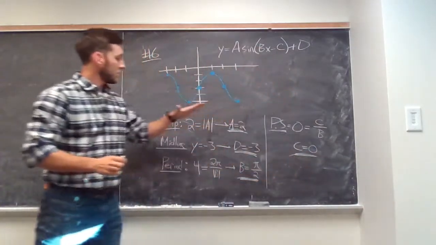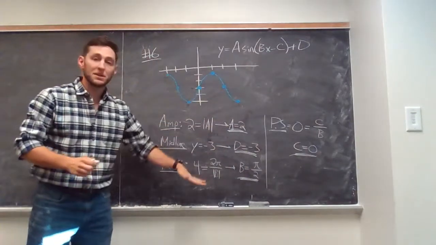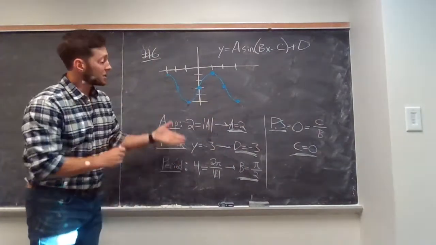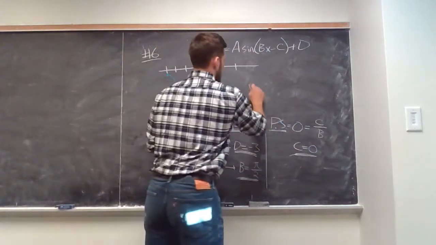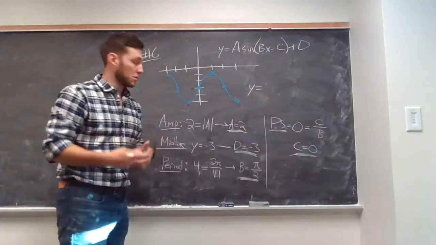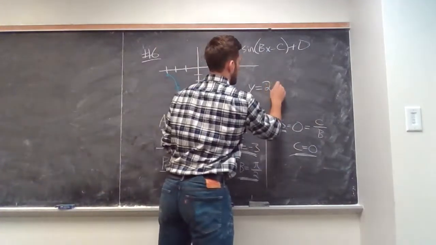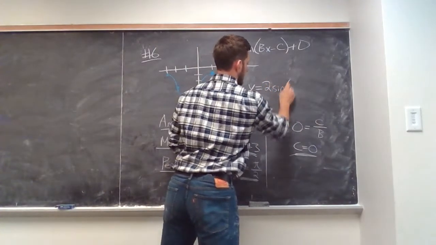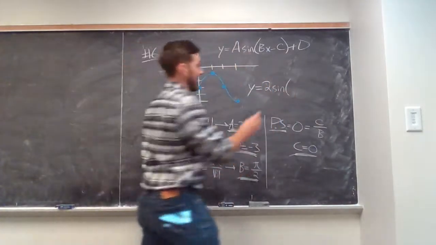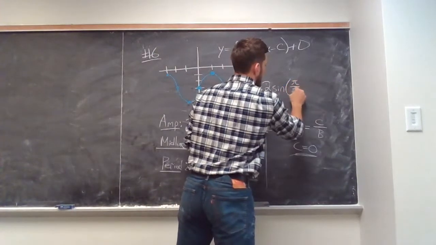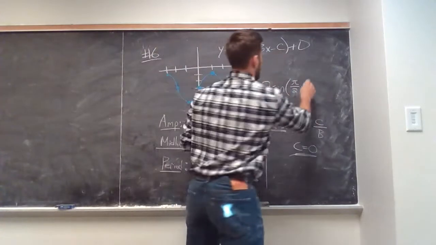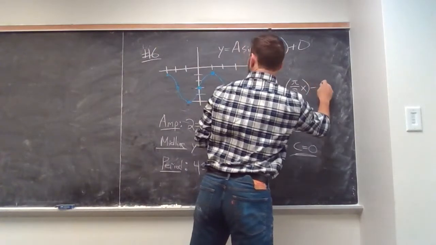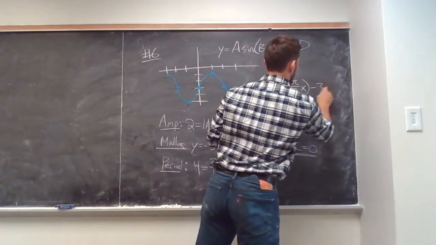So we got our phase shift, amplitude, midline, and period. Now we just need the equation, which is why we got all those things. Ultimately, your equation is y equals 2 sine of pi over 2 x minus 0, so I do not include the minus 0, minus 3, because that's what d was.